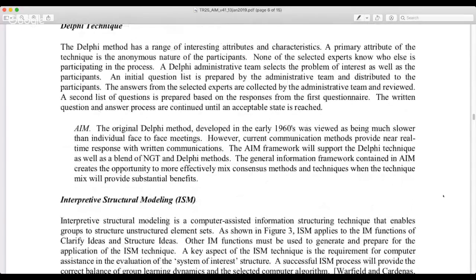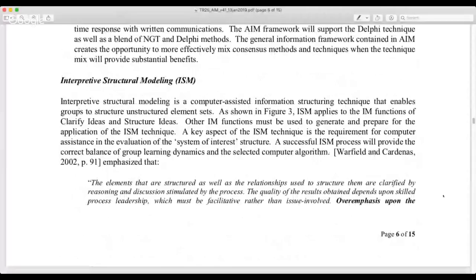But as I was saying, it seems to me now that we could have some ways we might be able to integrate some of these functions. Then interpretive structural modeling, which is specifically a computer-assisted information structuring technique that enables groups to structure unstructured element sets. So now this is where the logical software classically is implemented, and other IM functions must be used to generate and prepare for applications of the ISM technique.